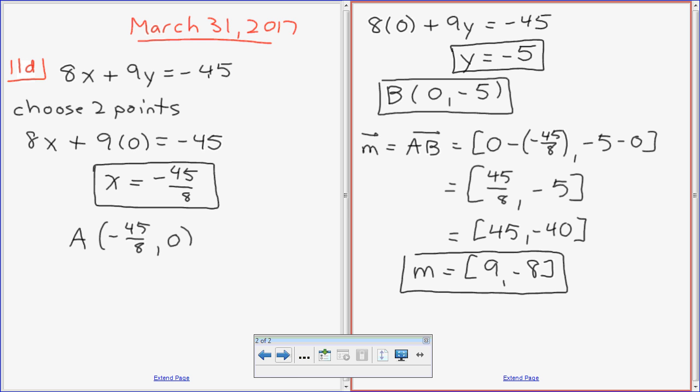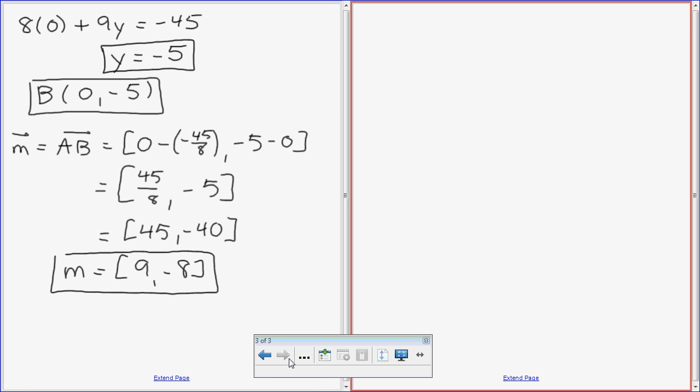So then we need a point. Hannah, can you please choose your favorite point for me? Do you want to use 0 comma 5 or negative 45 over 8 comma 0? Thank you, I'm glad you chose that one. Okay, can you give me the vector equation of the line, please, then?